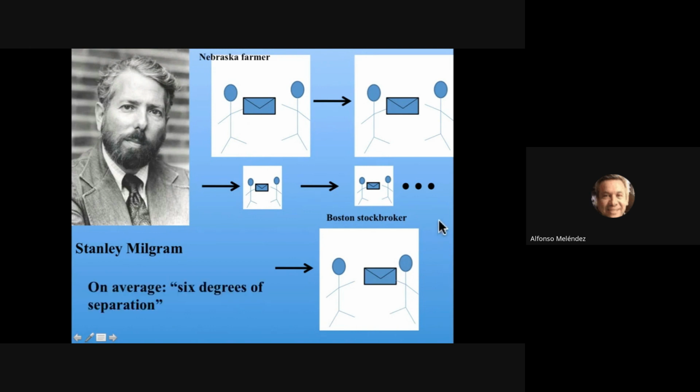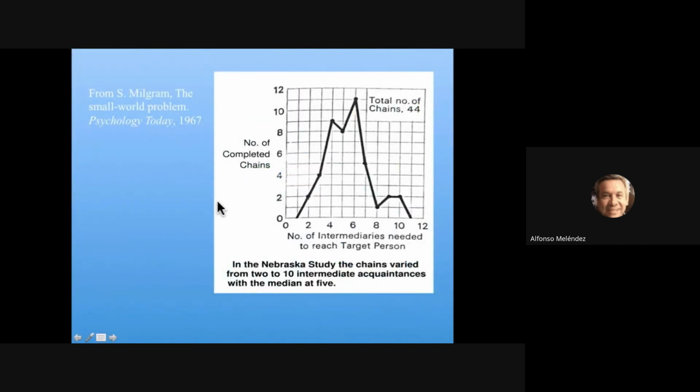And what Milgram found was that on average, there were approximately what he called 6 degrees of separation. Now that's a well-known phrase now, the idea that we're all separated by 6 degrees. Here's the idea from one of his articles, that he looked at the number of completed chains and the number of intermediaries needed to reach the target person, and he found that it ranged from about 2 to 10 intermediate acquaintances, and the median was 5, which is where he got the notion of the 6 degrees of separation, that it took 6 hops to get there.